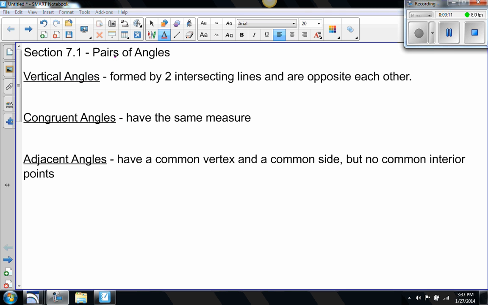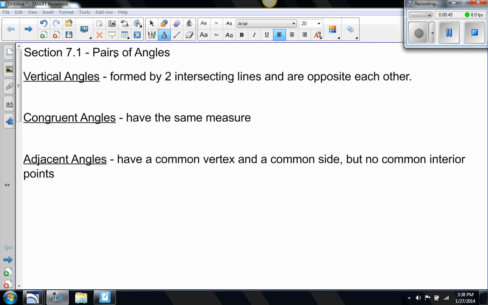Your new section for tomorrow is going to be on pairs of angles, different types of pairs of angles. First of all, vertical angles. A lot of this should sound familiar to you from last year, but we'll just review some of this here at the beginning. Vertical angles are formed by two intersecting lines and are opposite each other. Congruent angles just means they're the same; they have the same measurement. Adjacent angles have a common vertex and a common side, but no common interior points.